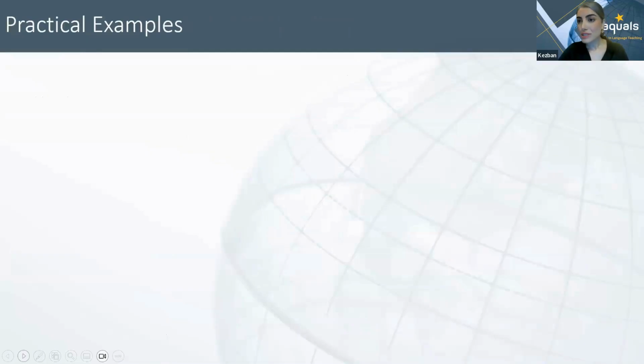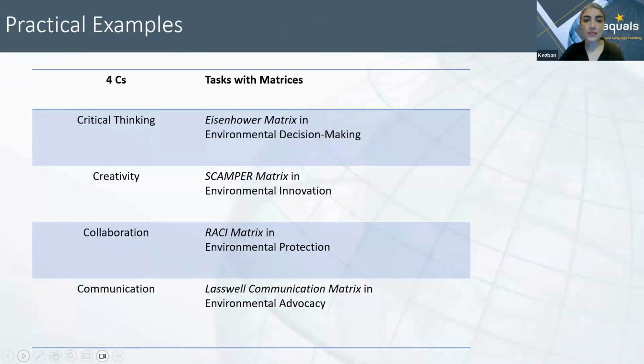Now, I would like to continue with presenting very practical examples of how I used such matrices in the classrooms. So for critical thinking, I will be presenting the Eisenhower Matrix. For creativity skills development, I will be presenting the SCAMPER Matrix. In terms of developing collaboration, I will be talking about the RACI Matrix. And in terms of developing communication skills, I will be talking about the Lasswell Communication Matrix.